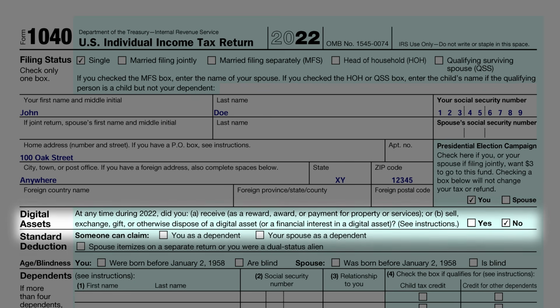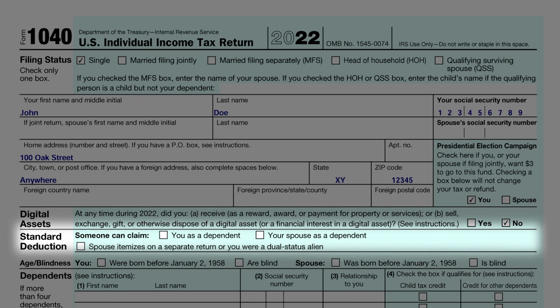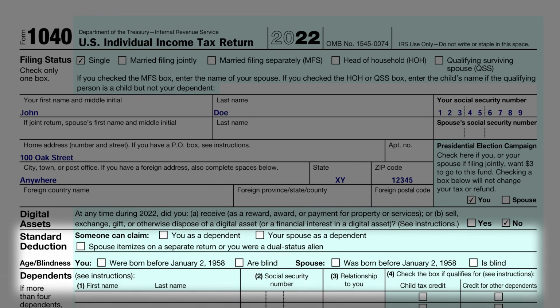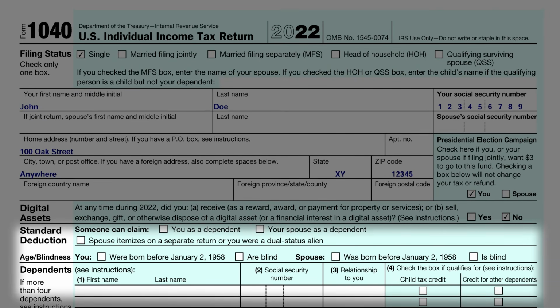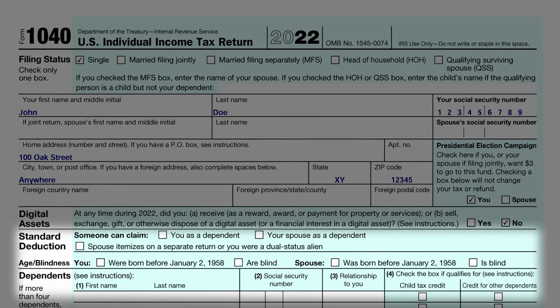Next is the section on standard deduction and dependents. A tax dependent is a person who qualifies for a dependency exemption on a taxpayer's federal income tax return. This can reduce the taxpayer's taxable income, lower the tax liability, and claim certain deductions and credits. Tax dependents can be either a qualifying child or qualifying relative who meets certain age, residency, relationship, and support criteria specified by the IRS. No one can claim John as a dependent, and he has no dependents, so all that information is left blank. Be sure to check the appropriate box and fill in the lines that reflect your own situation.